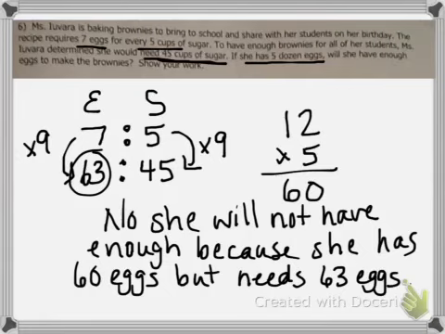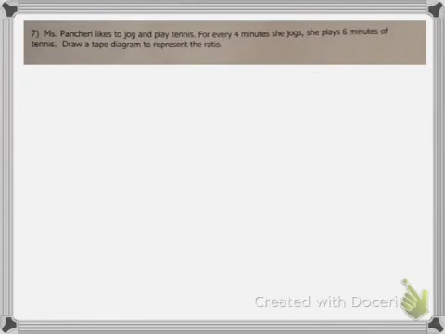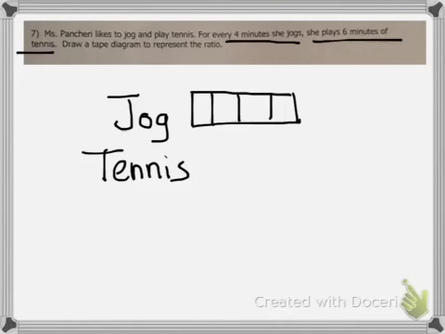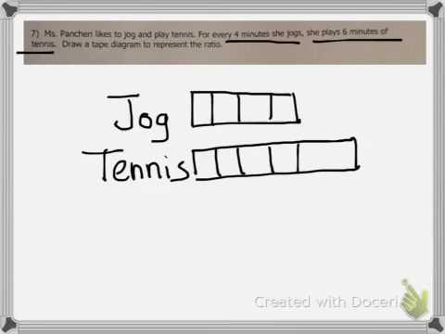All right, on to number 7. Miss Pancheri likes to jog and play tennis. For every 4 minutes she jogs, she plays 6 minutes of tennis. Draw a tape diagram. So first we're going to label jogging and tennis. And for jogging, we're going to have 4 boxes, because that's how many minutes that she jogs for. And for tennis, we're going to have 6 boxes. And I'm going to try to line it up so my first 4 of the tennis are directly under the 4 of the jogging, and then add in those last 2 boxes.